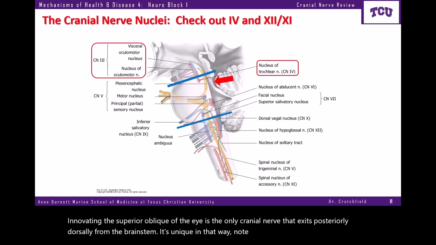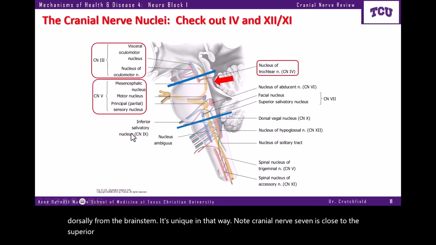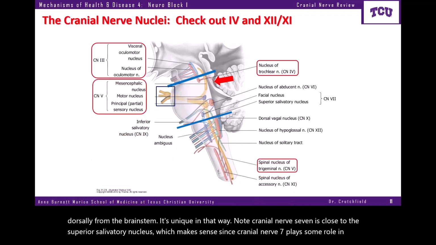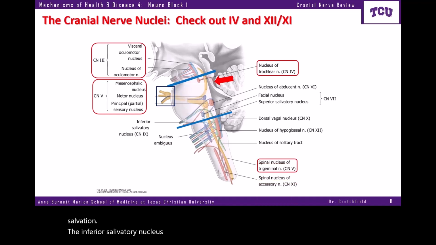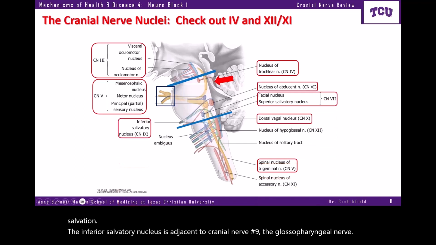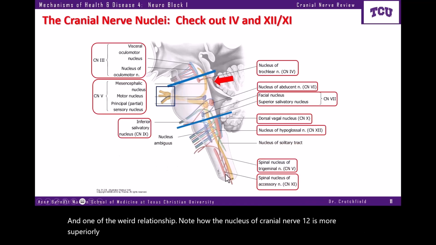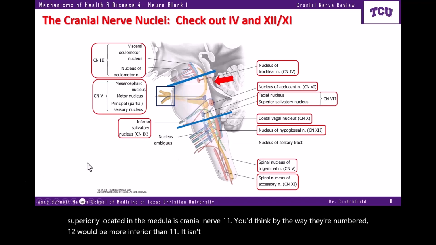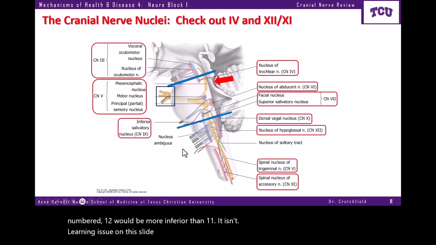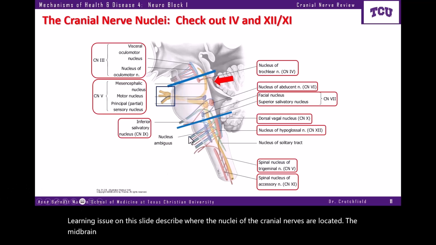Note cranial nerve 7 is close to the superior salivatory nucleus, which makes sense since cranial nerve 7 plays some role in salivation. The inferior salivatory nucleus is adjacent to cranial nerve number 9, the glossopharyngeal nerve. And one other weird relationship. Note how the nucleus of cranial nerve 12 is more superiorly located in the medulla than is cranial nerve 11. You'd think, by the way they're numbered, 12 would be more inferior than 11. It isn't. Learning issue on this slide: describe where the nuclei of the cranial nerves are located, the midbrain, the pons, or the medulla.